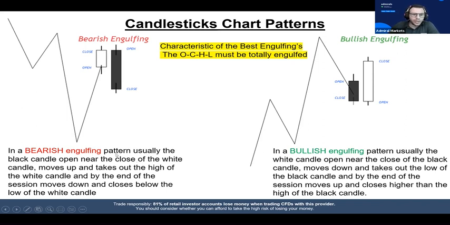So let's read it here. In a bearish engulfing pattern, usually the black candle opens near the close of the white candle, moves up, takes out the high of the white candle, and by the end of the session, moves down and closes below the low of the white candle. And the same here: it opens around the close of the previous, takes the low, makes a push to the upside and closes higher.